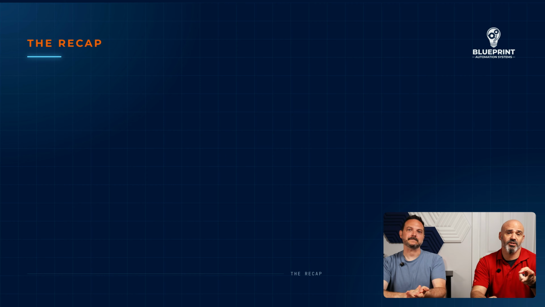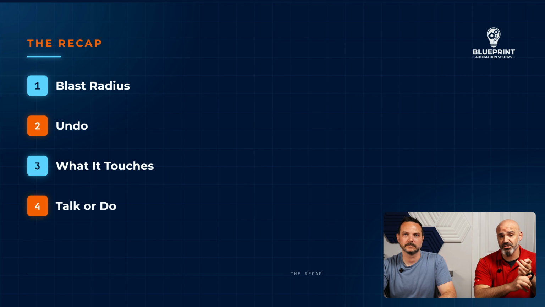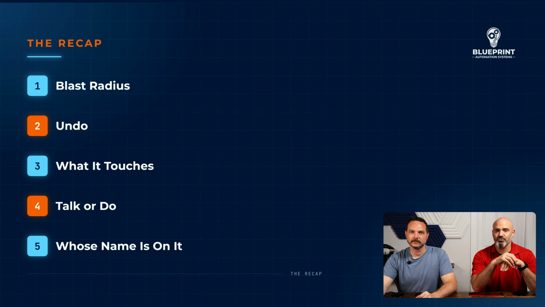Yeah. So let's boil it down. 5 questions, 2 points each, right? Blast radius, undo, what does it touch? Does it talk or does it take action and do? And whose name is on it? 0 to 3 green, go ahead, go do it today. 4 to 6 yellow, put a human between it and its actions. 7 to 10 is red.